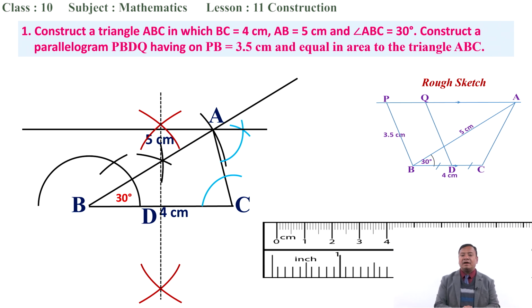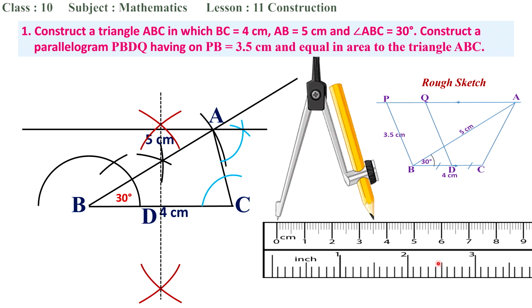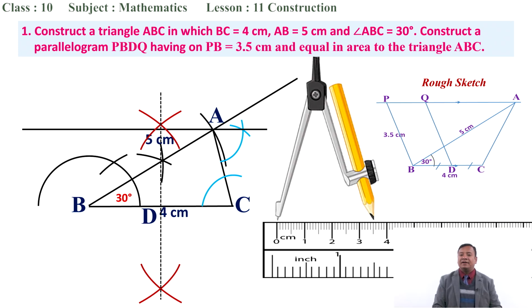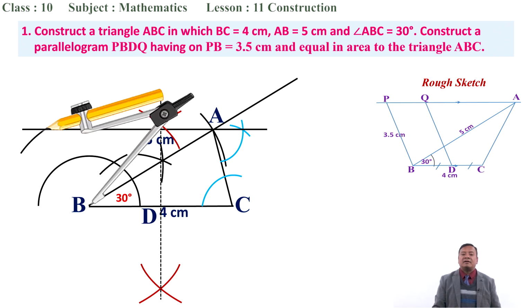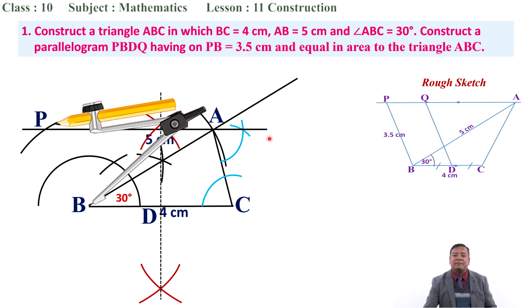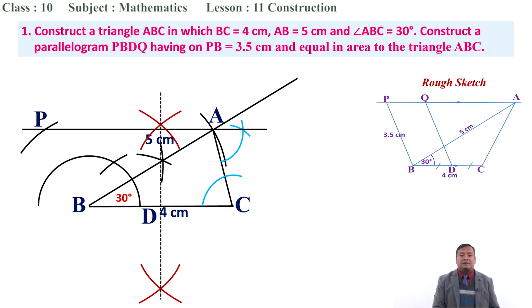Now again we have to get the next side here. Look carefully. PB is 3.5 centimeter. So you just measure 3.5 centimeter like this, and then from the point B cut an arc on the line which we have drawn parallel to BC. Yes, then this point you can call P. Yes, now you join this P and B, then it will be 3.5 centimeter.